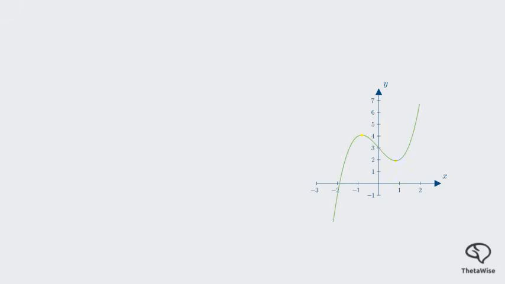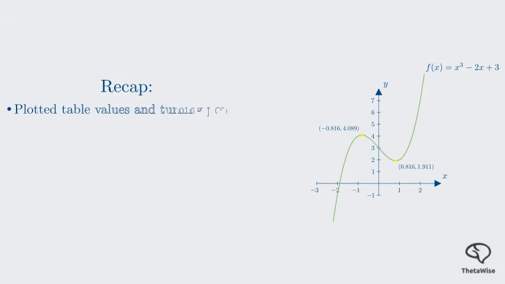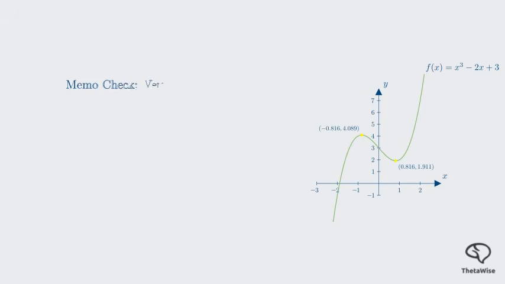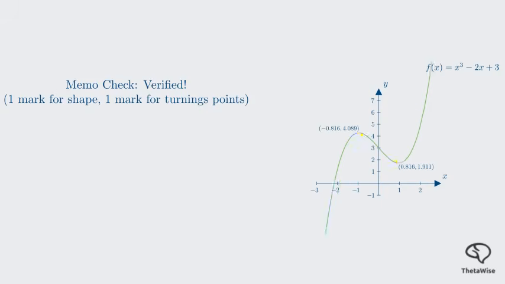Let's quickly recap our work for graphing. We successfully used our table of values and calculated turning points to draw a neat graph of the function. The shape is correct, and the turning points are clearly indicated. The memo confirms our graph is correct, earning us another 2 marks. Seeing the graph helps us understand the function's behavior. Notice how it increases, reaches a local maximum at the first turning point, decreases to a local minimum at the second turning point, and then increases again.